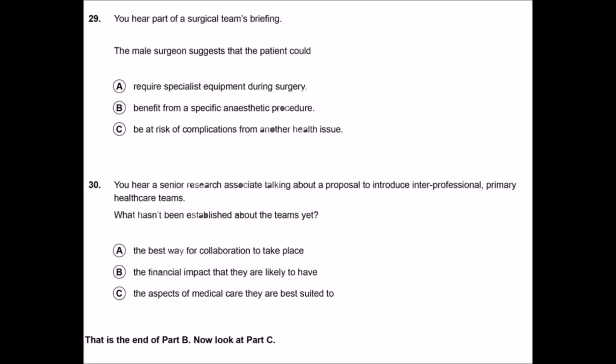Question 30. You hear a senior research associate talking about a proposal to introduce interprofessional primary healthcare teams. Now read the question.